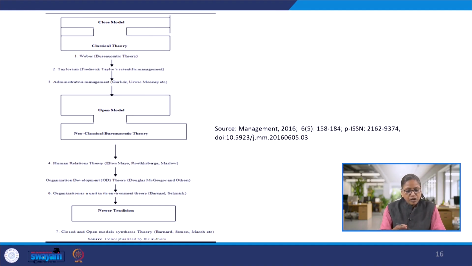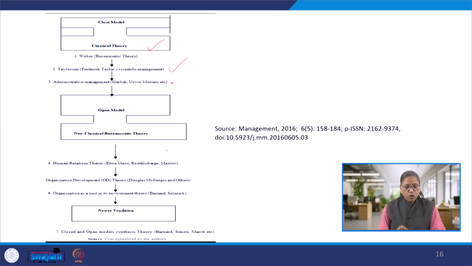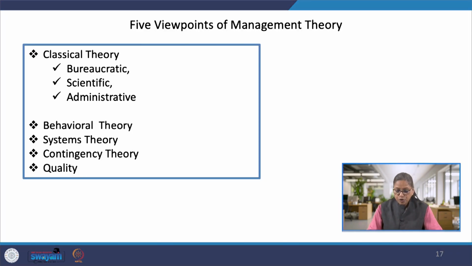So, the closed model discussed the classical theory of management, Weber's bureaucratic theory, Frederick Taylor's scientific management theory, the one best method of doing a work, and administrative management theory, which focused on rules and regulations. Then there is a discussion on the neoclassical theory of management, human relations, and organizational development. The organization is considered as a unit.